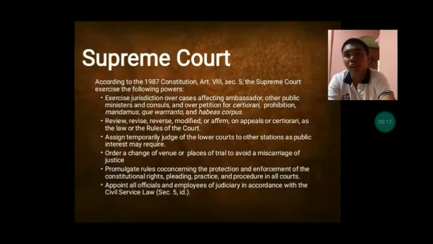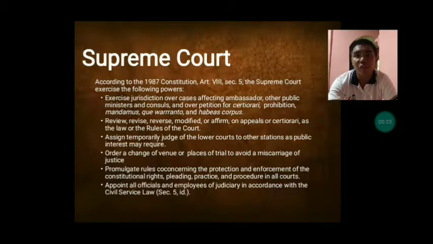Let's proceed to the Supreme Court. According to the 1987 Constitution, Article 8, Section 5, the Supreme Court exercises the following powers. First, exercise jurisdiction over cases affecting ambassadors, other public ministers and consuls, and over petitions for certiorari, prohibition, mandamus, quo warranto, and habeas corpus.